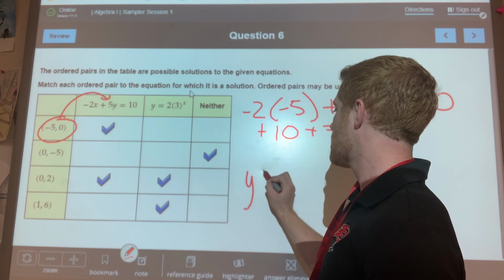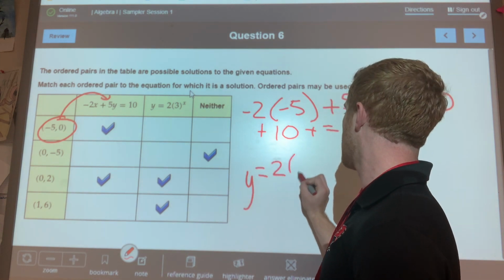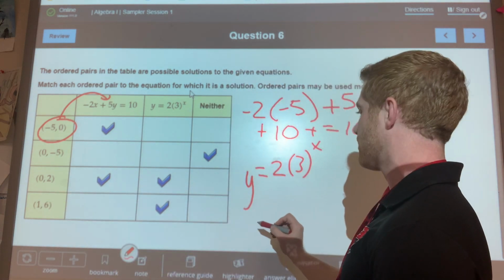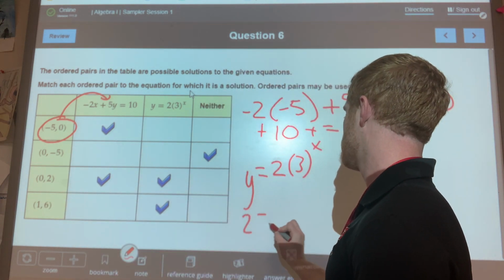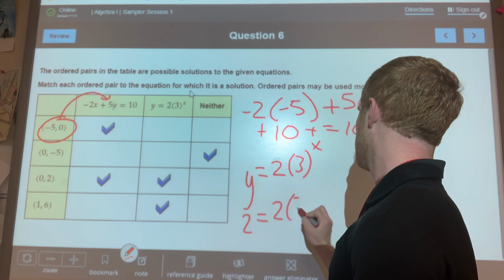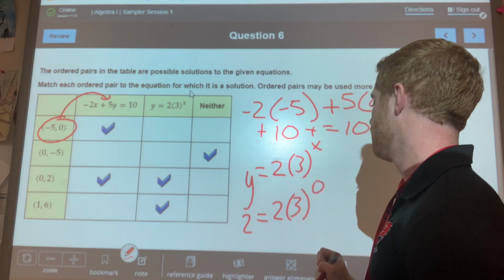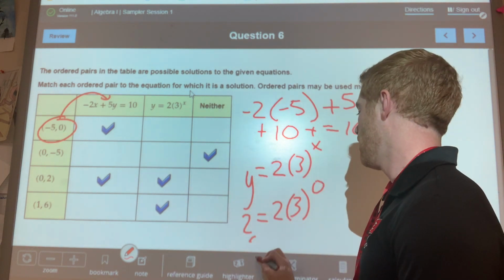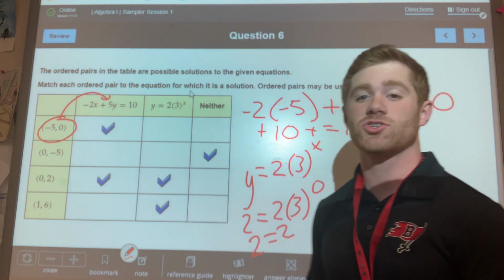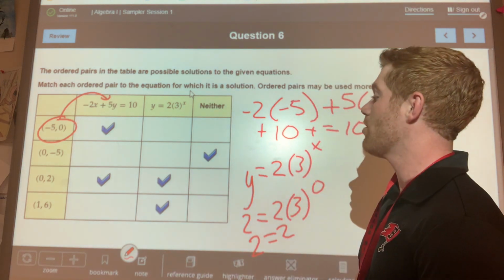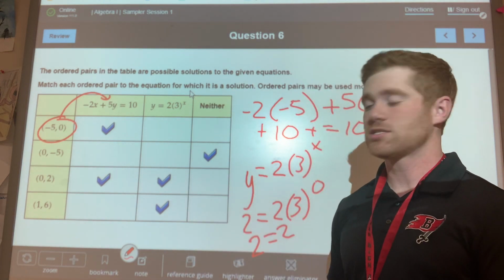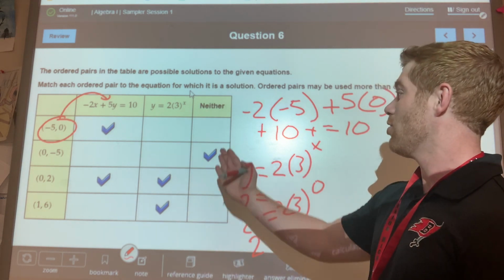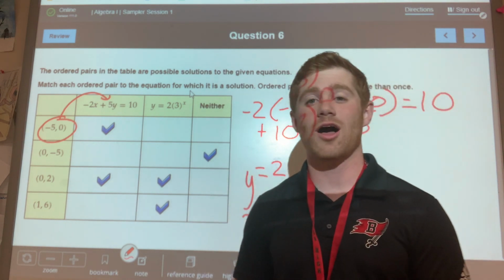So y equals 2 times 3 to the power of x. So we'll plug in 0 for x and 2 for y. So 2 equals 2 times 3 to the power of 0. Anything to the 0 power is 1. 2 times 1 is 2. If we believe 2 equals 2, which I seriously hope we do, we know that has to be true. Okay, so if you plug in 1 and 6 into that, that's also going to make it true. Okay, the only one that wasn't used was 0, -.